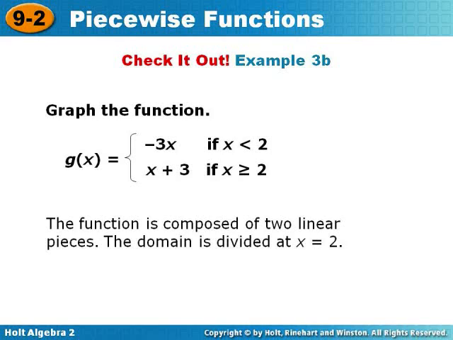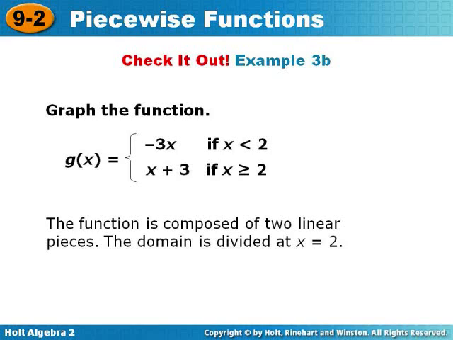Here's Check It Out 3B. You're certainly invited to write this down. You can flip your notes page over. Look at the top one, negative 3x. This is y equals negative 3x. The intercept is 0, so you start at 0, and then your slope is negative 3 over 1. So you go down 3 over 1, and you would draw a slanted line. Keep in mind that you're only going to show the part of the graph where x is less than 2.